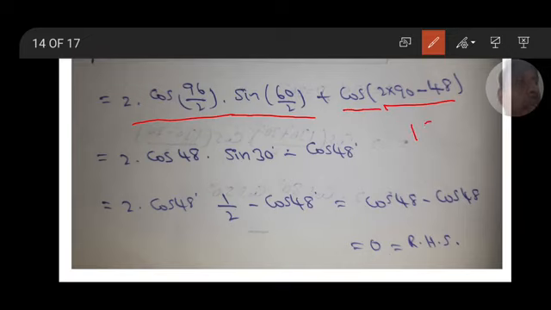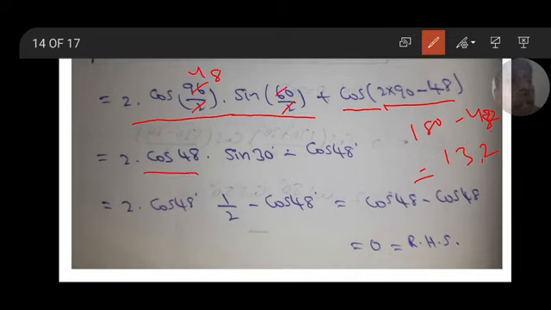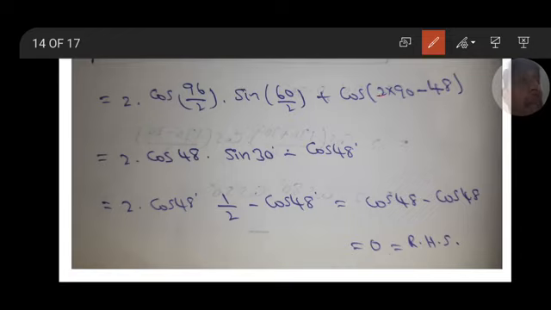2 into 90 means 180, so 132 is 180 minus 48. 132 can be written as 2 into 90 minus 48. So we have 2 into cos 48 and sin 30, since 60 by 2 is 30. In 2 into 90 minus 48, 2 is an even number, so cos stays cos, and 180 minus 48 is in the second quadrant. In the second quadrant cos becomes negative, therefore minus cos 48.